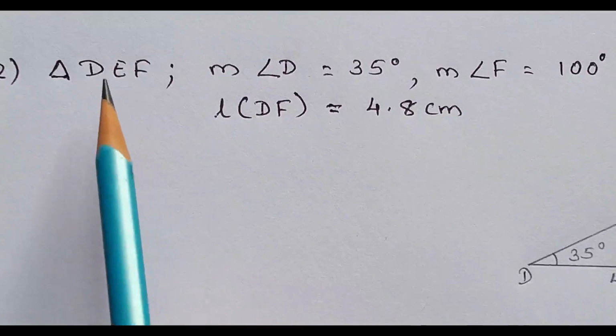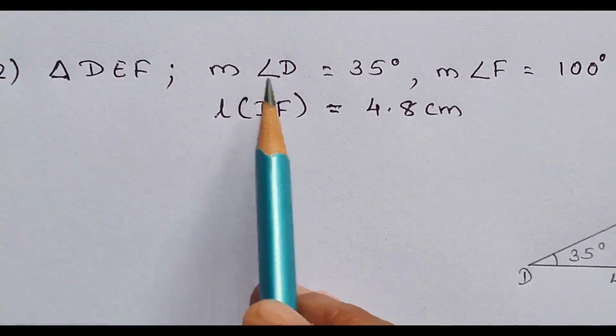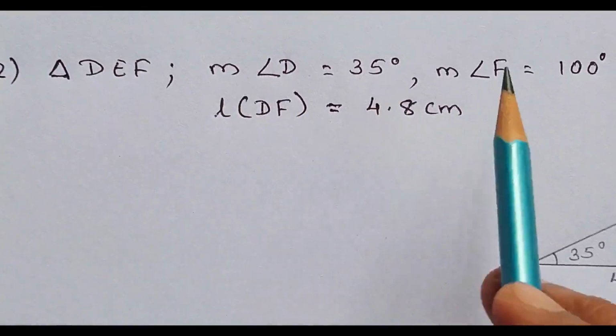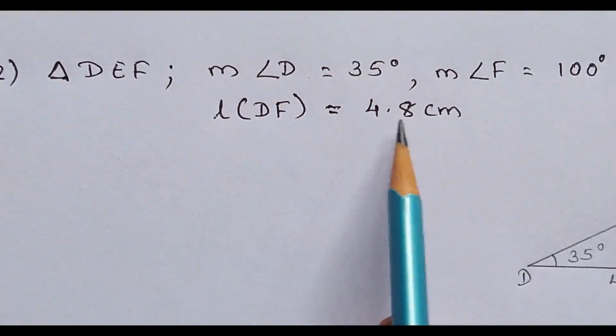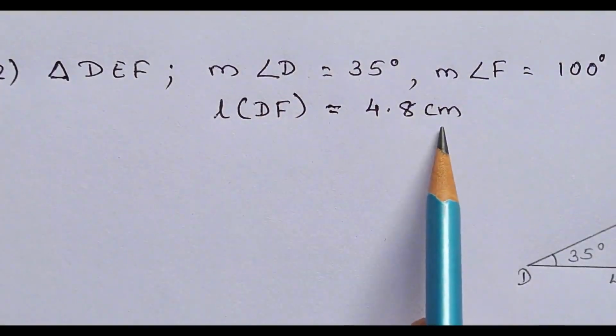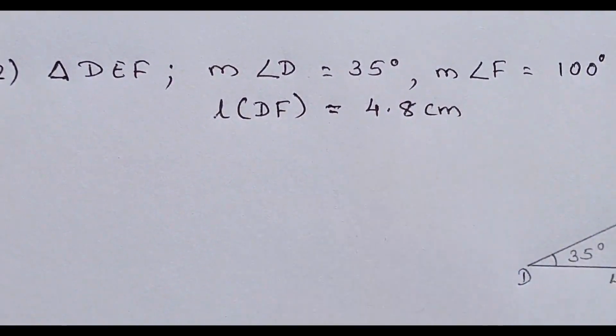Now let's see the second question. We have to construct triangle DEF, where measure angle D is 35 degrees, measure angle F is 100 degrees, and length DF is 4.8 centimeters. Now in this case, two angles are given and the included side.